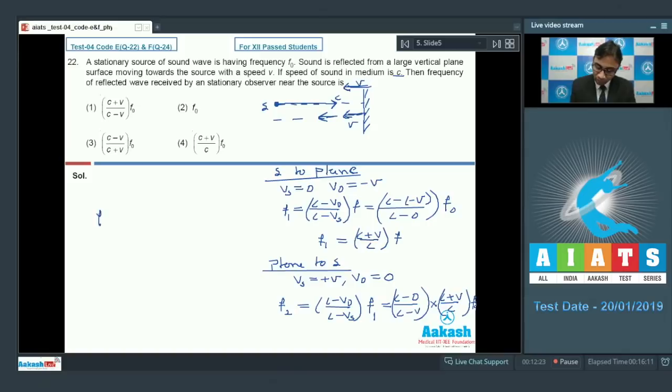So by this calculation we can say that the reflected frequency heard by the source will be equal to (c plus v) upon (c minus v) into the original frequency. So we can say that our option number 1 will be the correct choice. Now let's move to question number 23.